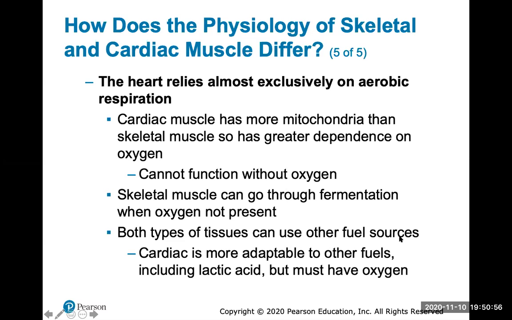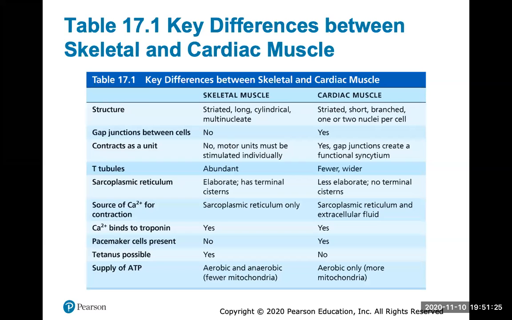The heart relies almost exclusively on aerobic respiration, which means it cannot function without oxygen. So the cardiac muscle will have more mitochondria. Both types of tissue can use other fuel sources. So cardiac is more adaptable to other fuels, including lactic acid, but it must have oxygen first and foremost. So that's why if your coronary arteries get blocked and the heart does not have oxygen, the heart will die very quickly. So here are some key differences between skeletal and cardiac muscle.